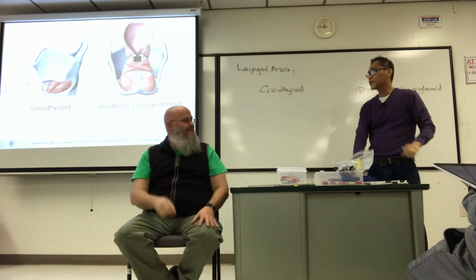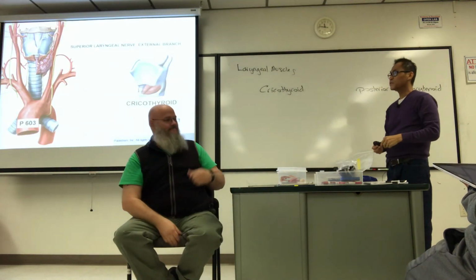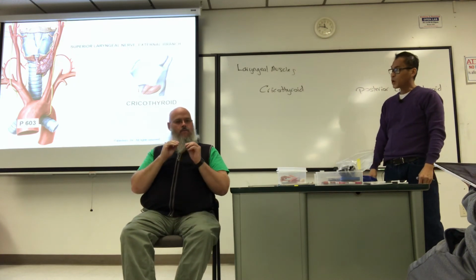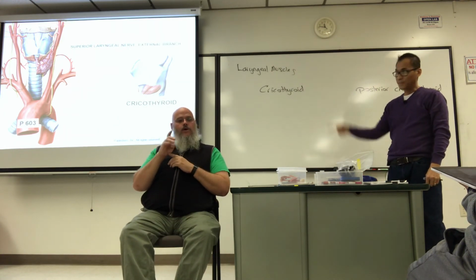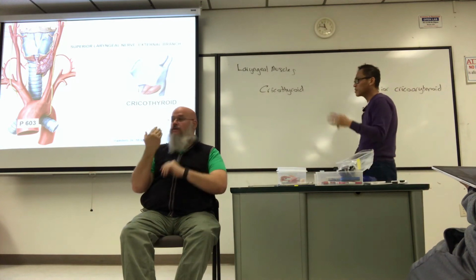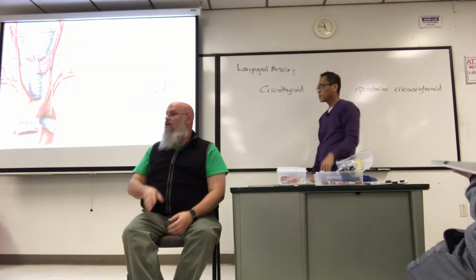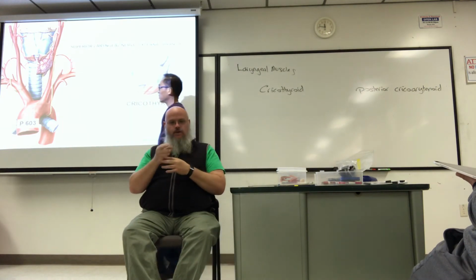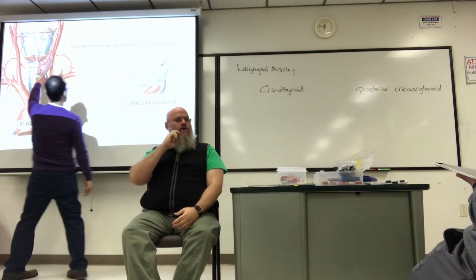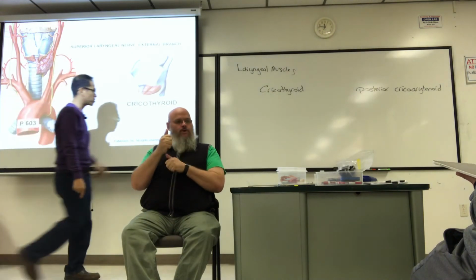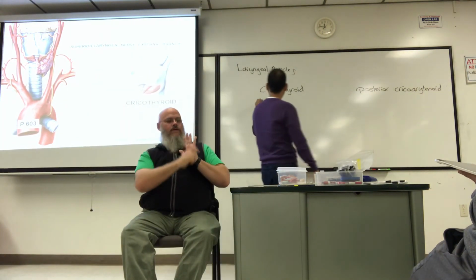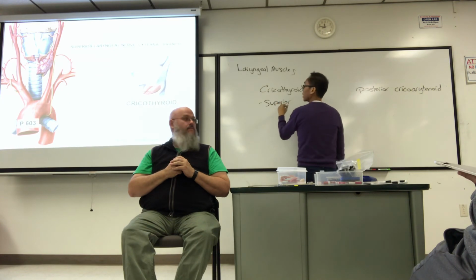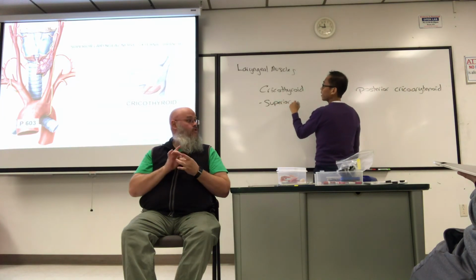Now the innervation is the superior and inferior laryngeal nerves, and the cricothyroid is innervated by the superior laryngeal nerve. I have a picture of it there. These are all branches of the vagus, and the vagus branches into the recurrent laryngeal nerve, which gives off this superior laryngeal nerve branch. Let me just write that. It's innervated by superior laryngeal nerve.